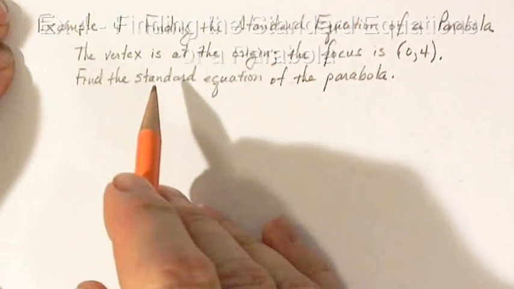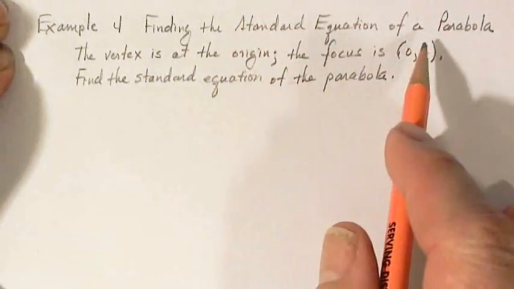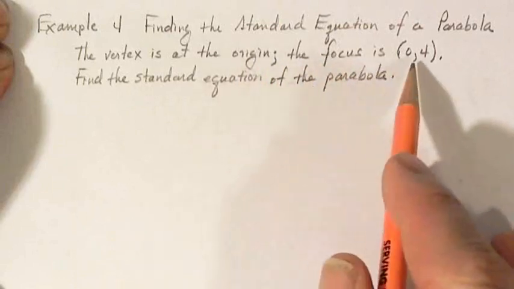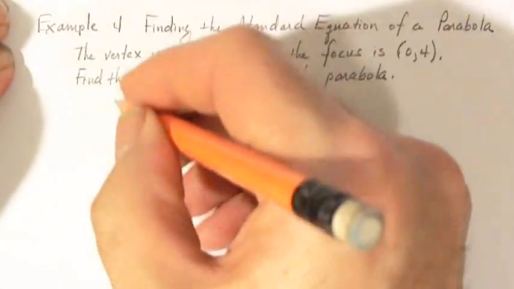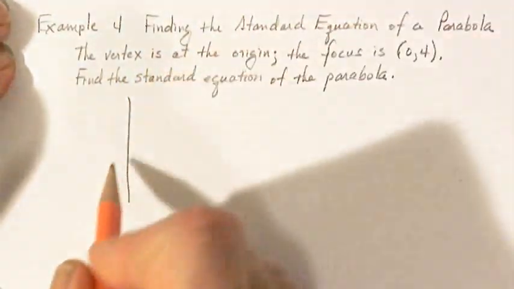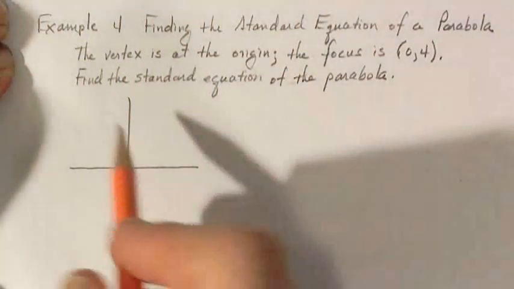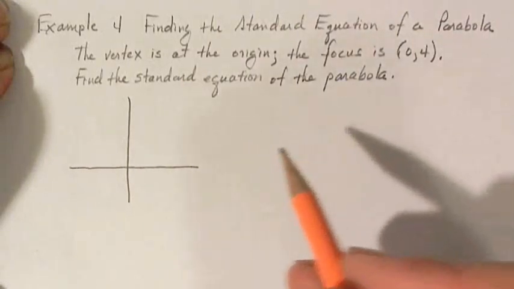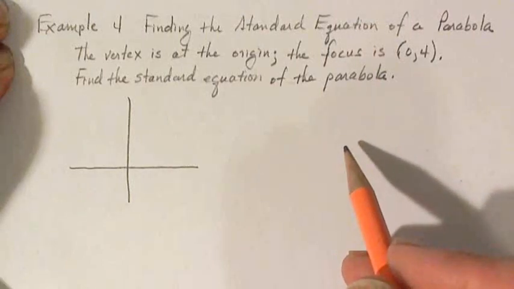Here's a typical problem you might be asked to solve involving the equation of a parabola. The vertex is at the origin, the focus is (0, 4). Find the standard equation. Okay, let's start by drawing a picture. It's very important to do that with parabolas because you get to see which way the parabola is going, and because there are two equations, you get to see which one you should be trying to create.